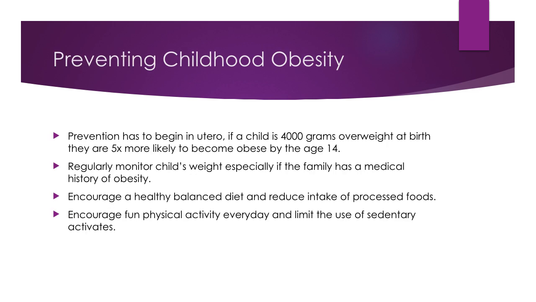There are several ways to prevent childhood obesity. Prevention has to begin in utero, though. The New England Journal of Medicine found that if a child is 4,000 grams overweight at birth, they are 5 times more likely to become obese by the age of 14. Another thing to make note of is that if a child's family has a history of being obese, we have to regularly monitor this child's weight.